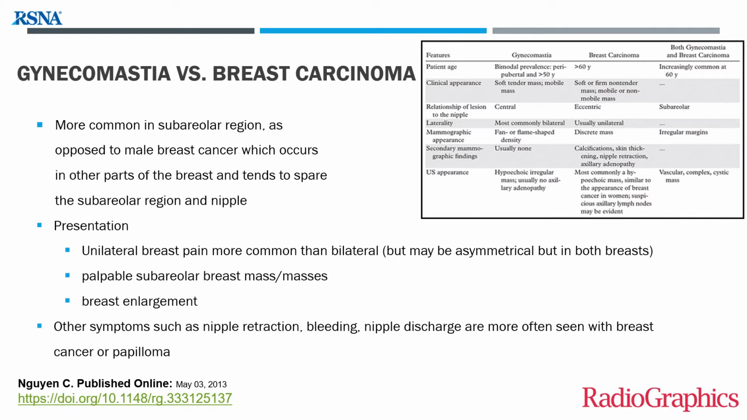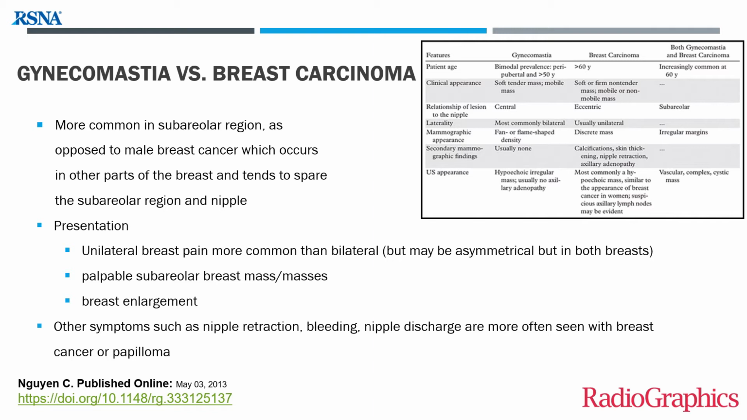Gynecomastia is more common in the subareolar region as opposed to male breast cancer, which can occur in any part of the breast, and it does tend to spare the subareolar region and the nipple. The presentation for gynecomastia is usually unilateral breast pain rather than bilateral, but often you can see that gynecomastia is in both of the breasts when you do the mammogram. It may be asymmetric, however, with one side much more prominent where they're having the pain. Palpable subareolar breast masses can also be seen at presentation of gynecomastia, and you can also have breast enlargement.